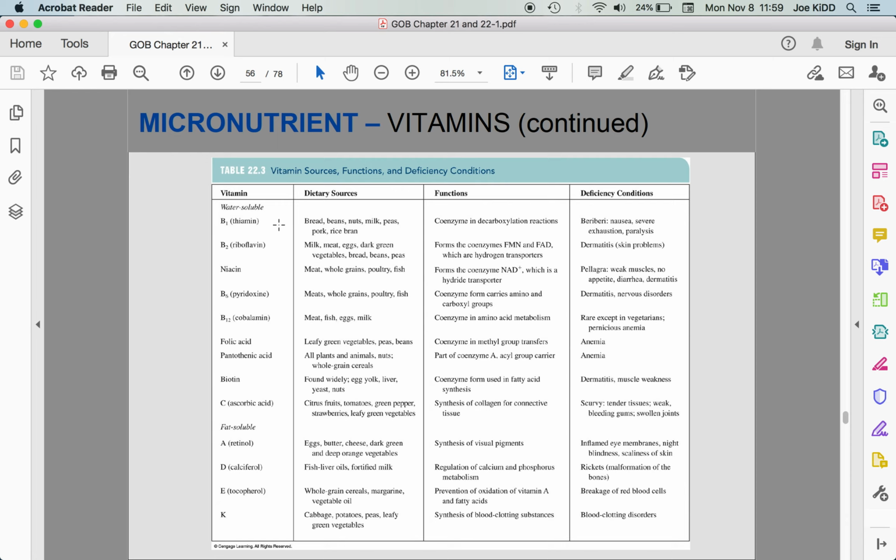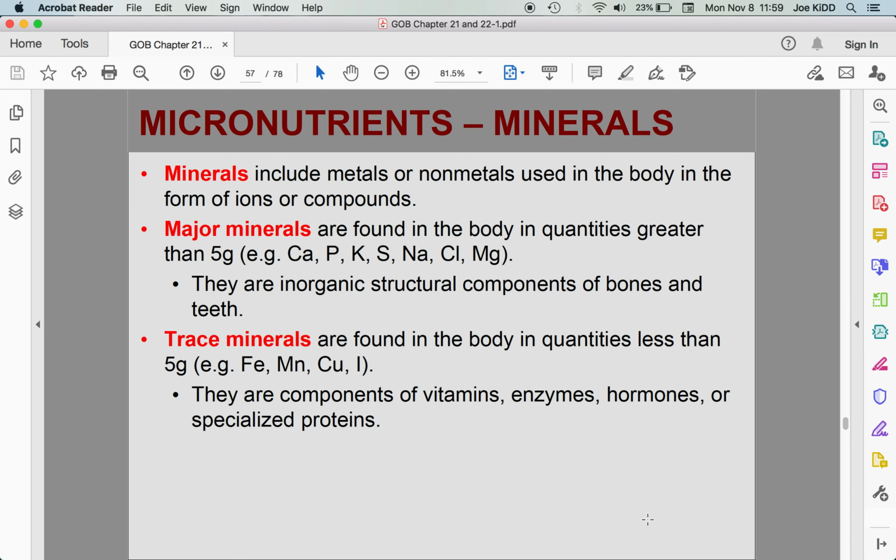So here is a list of many of the water-soluble and fat-soluble vitamins, as well as sources for them, what we use them for, and what happens when we don't have enough of them.